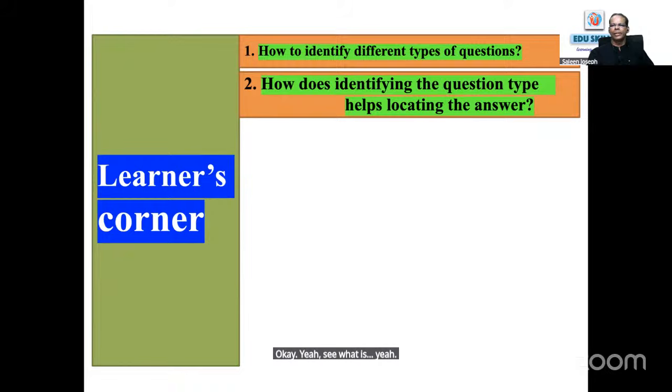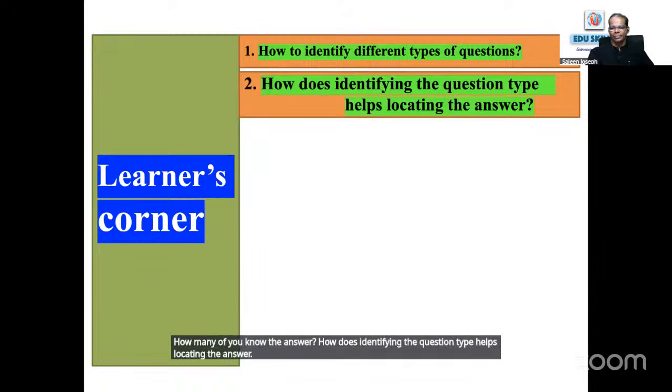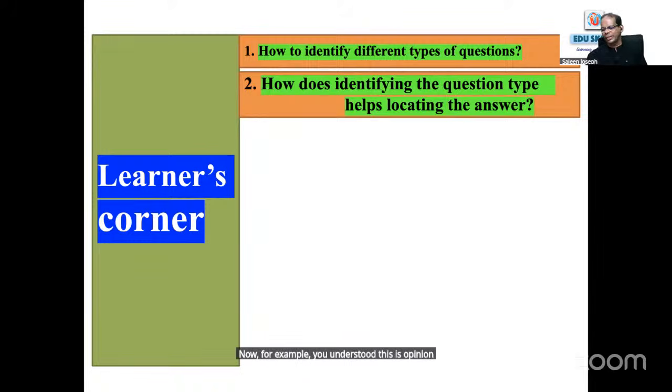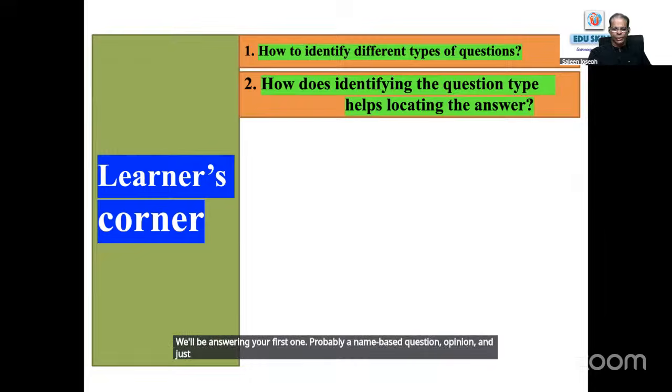How does identifying the question type help locating the answer? How many of you know the answer? For example, you understood this is an opinion question. How does it help finding the answer? Just type in C if you need this to be answered, and we'll be answering the first one. Probably name-based question, opinion, and this type, lexical reference.